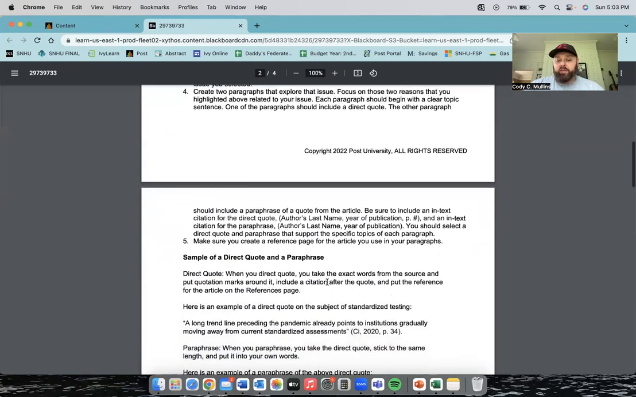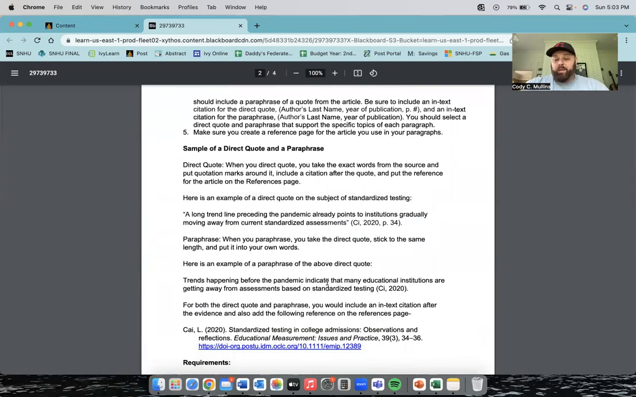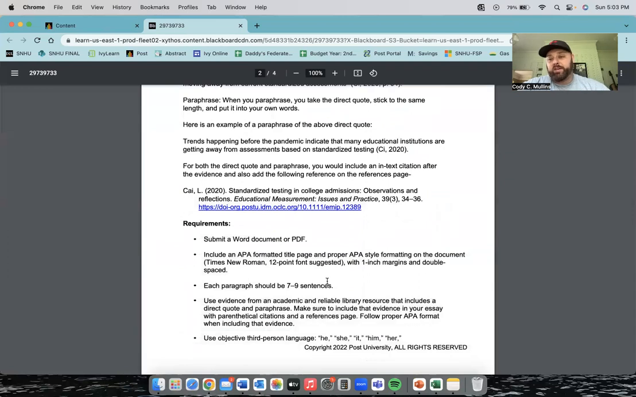It needs to be 2 paragraphs, and then you're going to use a direct quote and a paraphrase. My example will have both of those that you'll see on Wednesday. All right. And each paragraph should be 7 to 9 sentences, so substantial in terms of length.